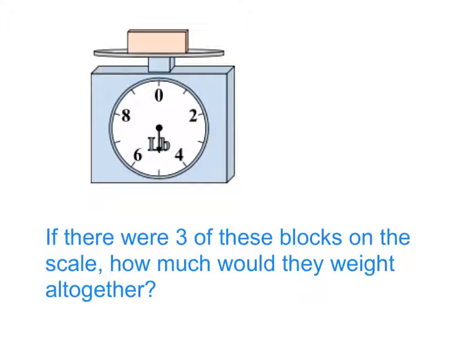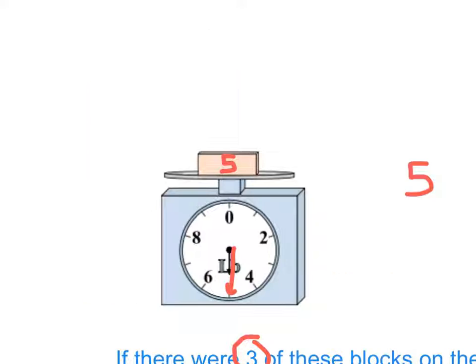Alright, and here's our final problem that we're going to be looking at. If there were 3 of these blocks on the scale, how much would they weigh all together? Alright, so right now we only have 1 block, and like we said in the other examples, they were each weighing, remember, 5. So we know that each of these blocks is going to be worth 5. So they're saying if there were 3 blocks that were each worth 5. So I'm just going to draw it on the scale first.